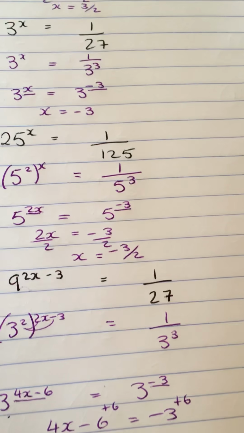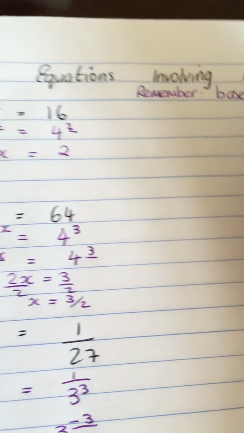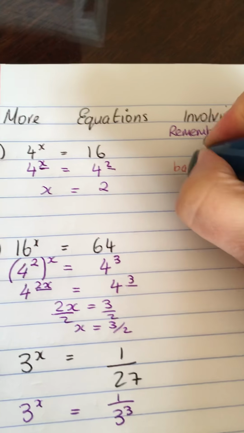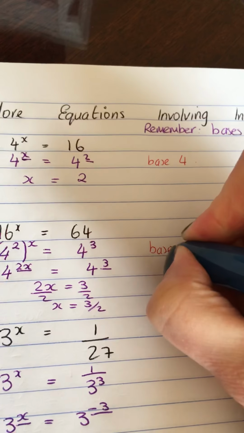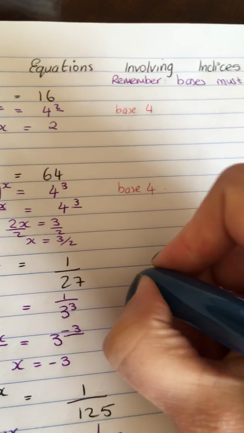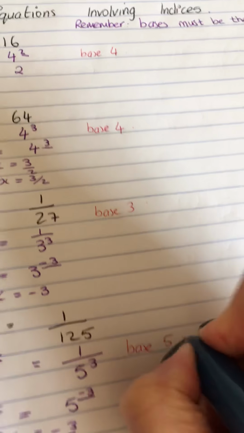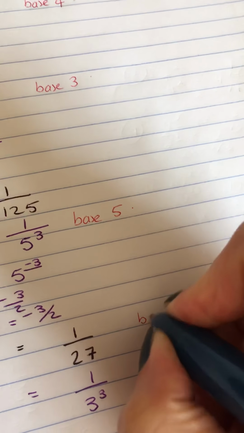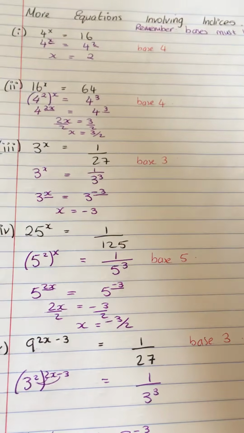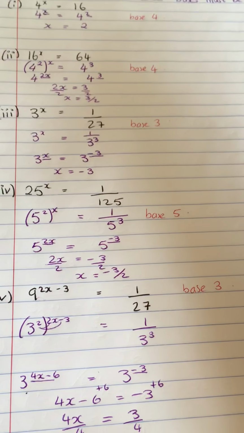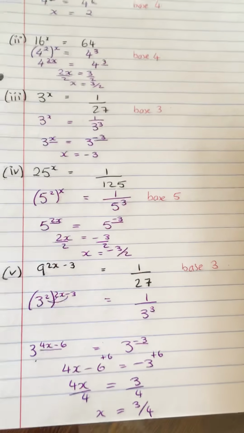So you might just write beside each one what base we changed it to. In the first one, we changed the base to 4. The second one was also changed to base 4. The third one, we changed it all to base 3, base 5, base 3. Now look, I know these are tricky, but this is as difficult as it gets now. This is the last part of indices.